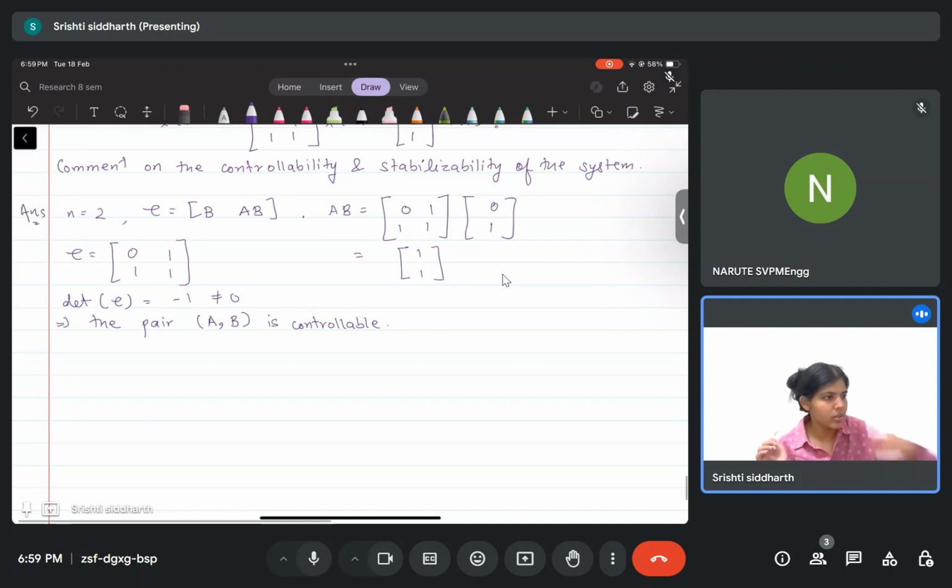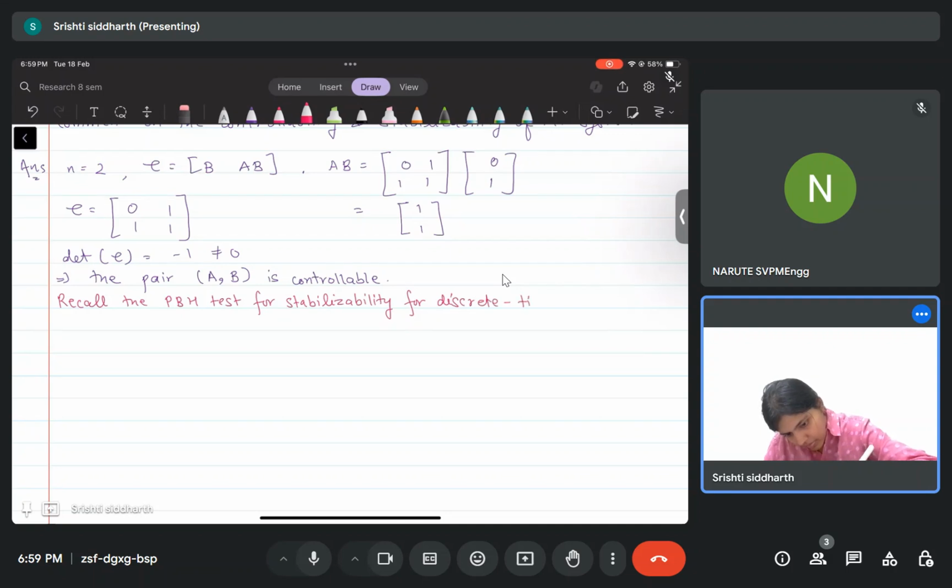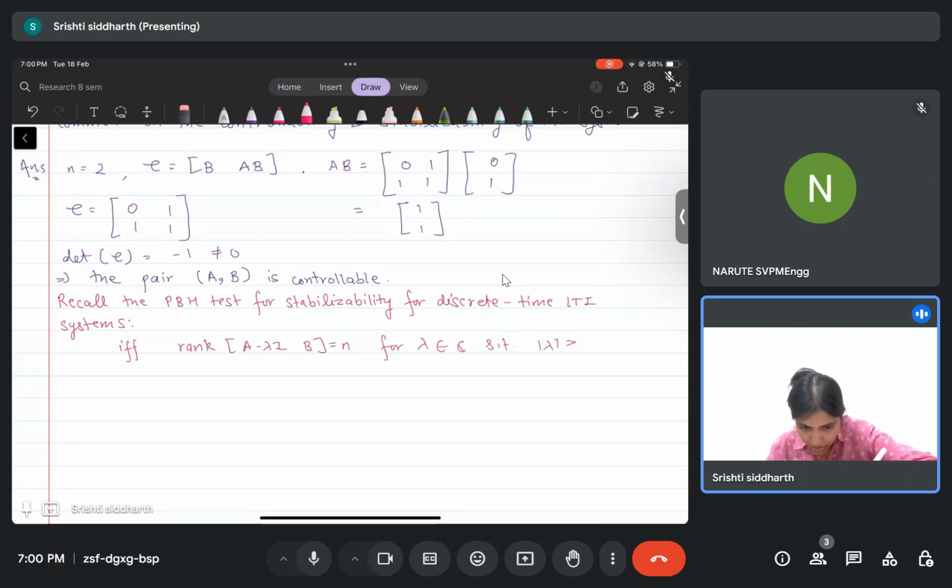Let's comment on the stabilizability of the system. So recall the previous test for stabilizability for a discrete system. That's a little bit different. The discrete-time LTI system is stabilizable if and only if the rank of [A minus lambda I, B] is n for eigenvalues such that their magnitude is greater than 1.